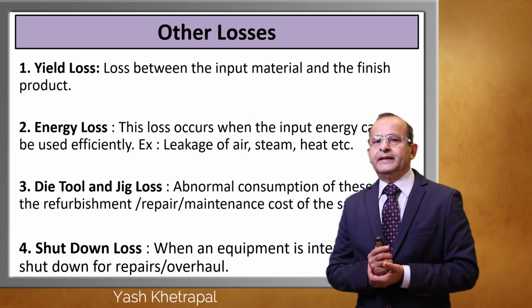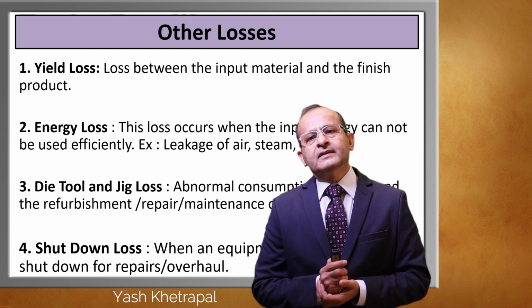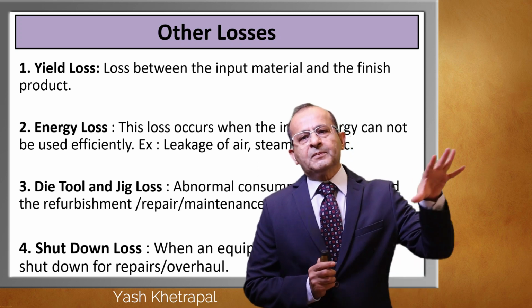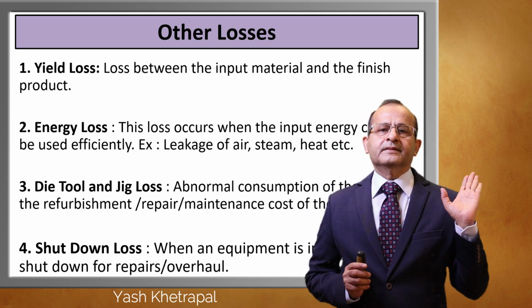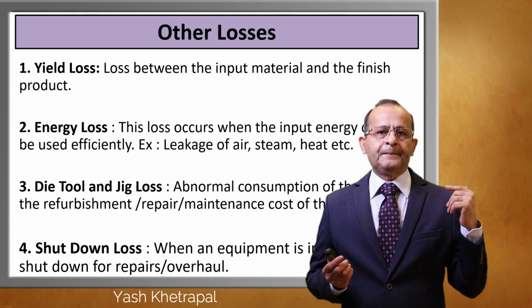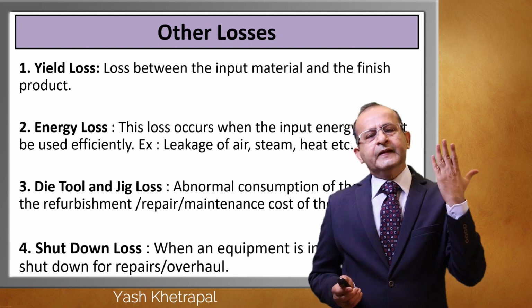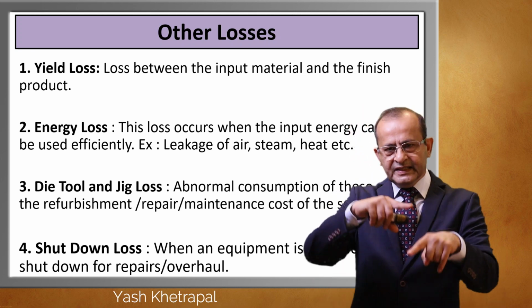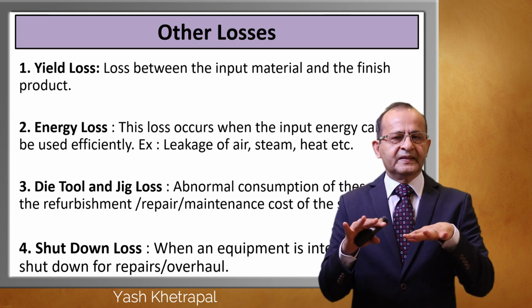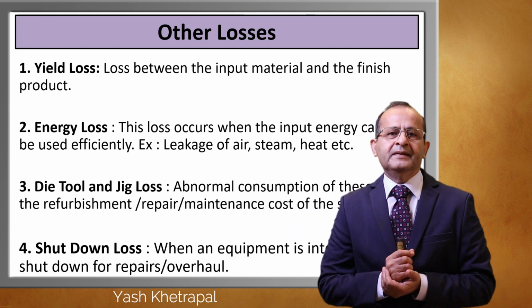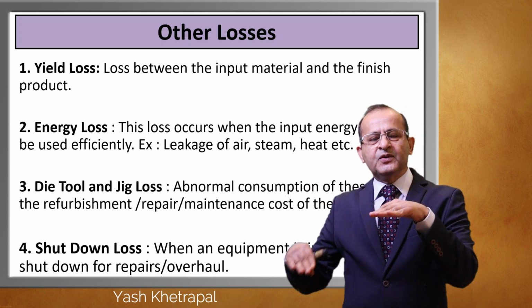Yield loss: loss between input material and the finished product. My input material was 1000 grams, 1 kg, but the product came out 700 grams. 300 grams is the yield loss. Yield will never be 100%, that we know. But still, in case of forging, if it is a perfect circle, am I able to get more than 80%? 85% is very good for perfect circle forgings, where the shape is perfectly circular. Otherwise, the more complex the shape, the more yield will keep on dropping.